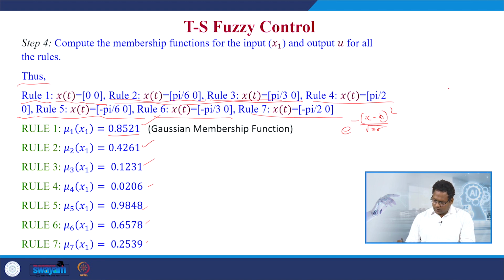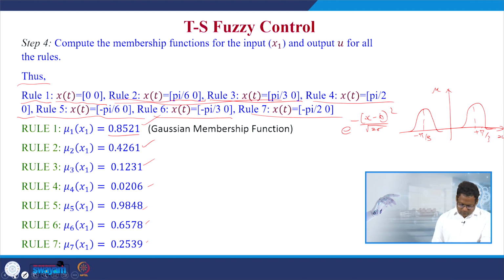So, we can say that minus pi by 3 and plus pi by 3, this is it. This is the Gaussian membership function that we have taken, one around plus pi by 3 and another one around minus pi by 3. That is how we have obtained 7 rules from the given 4 rules data.